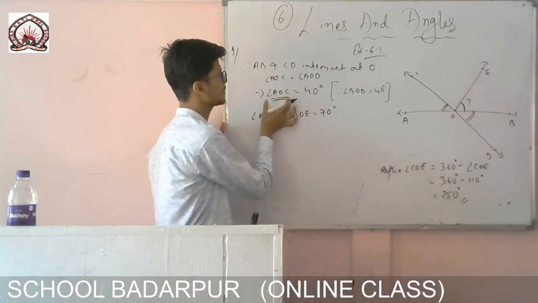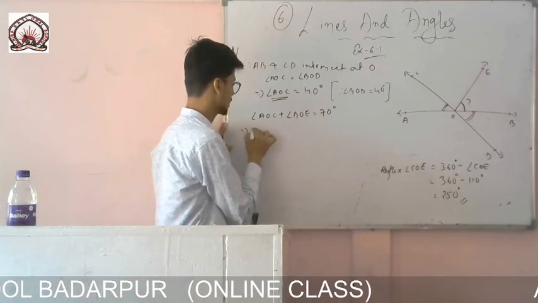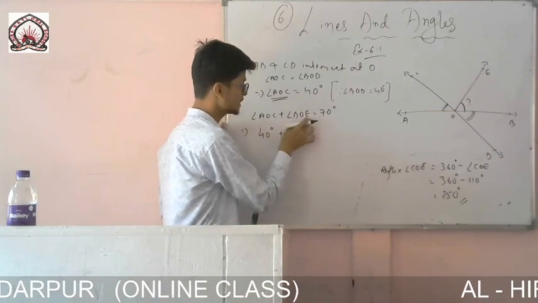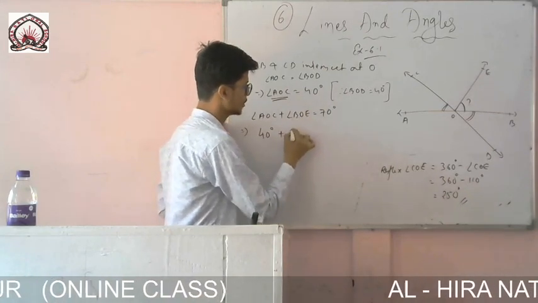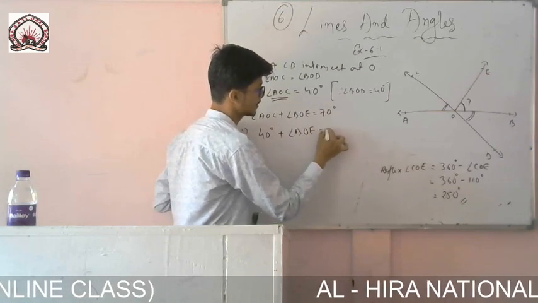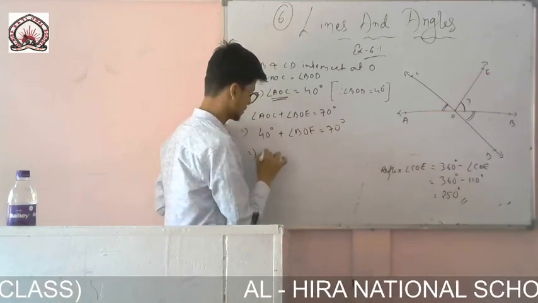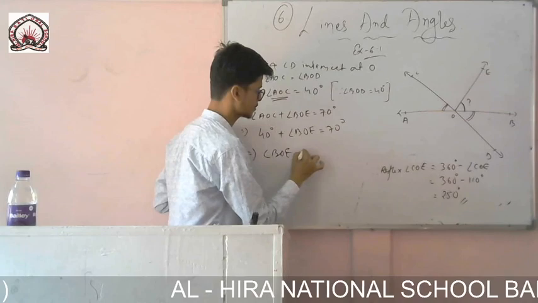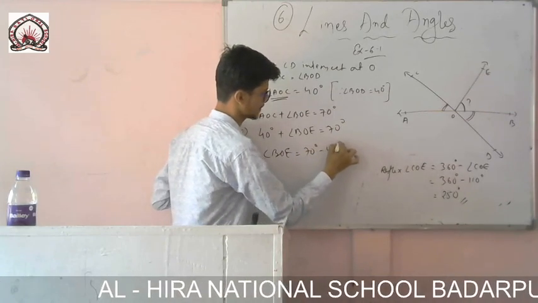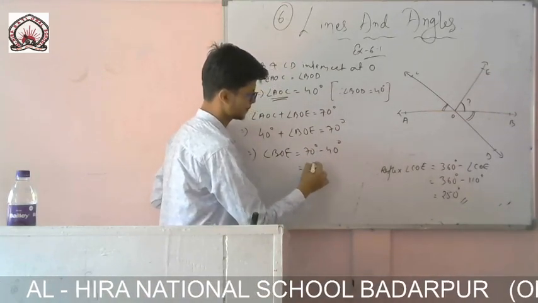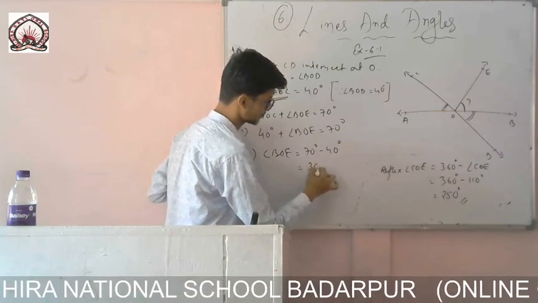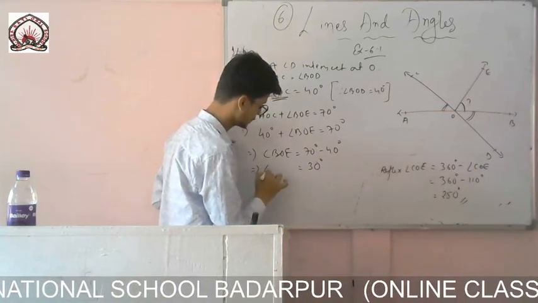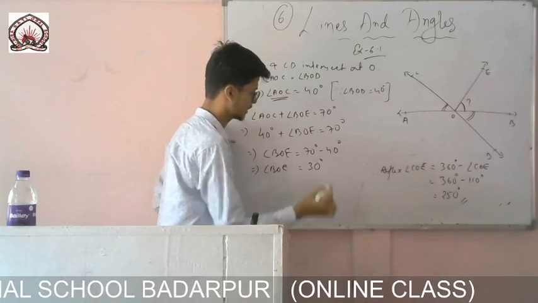The question is to find BOE, so directly I will get it. That is the reason I have found this one first of all. So AOC is 40 degrees, as given. And BOE, I don't know, I have to find this one. The sum is equal to 70 degrees. That is, angle BOE is equal to 70 minus 40 degrees, so that is 30 degrees. Angle BOE is equal to 30 degrees.